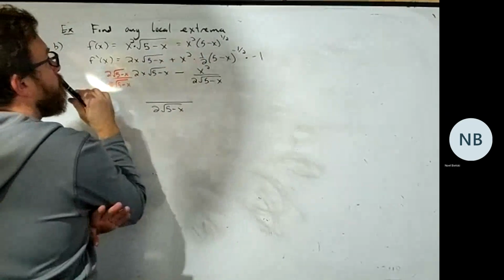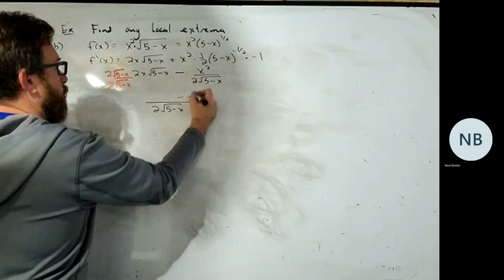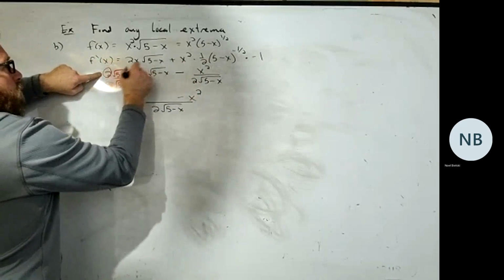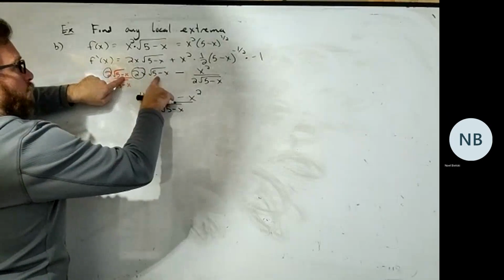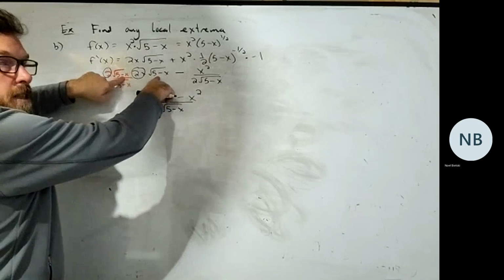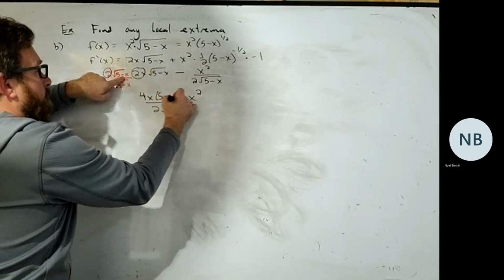Now I'm going to have this numerator minus this numerator. Well, this is going to be a minus x squared. For the first numerator, we multiply 2 times 2x, which is 4x. Then root 5 minus x times root 5 minus x is this thing squared, so it cancels the radical and this will just be 5 minus x.